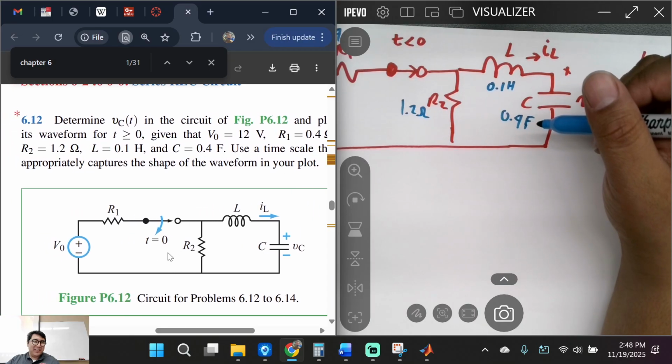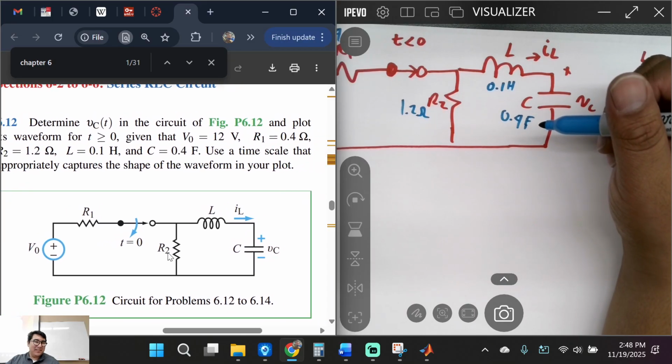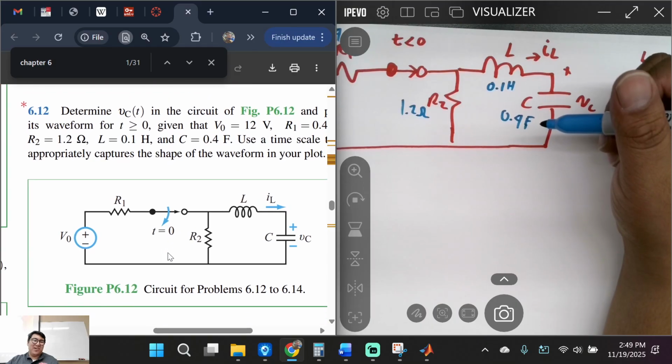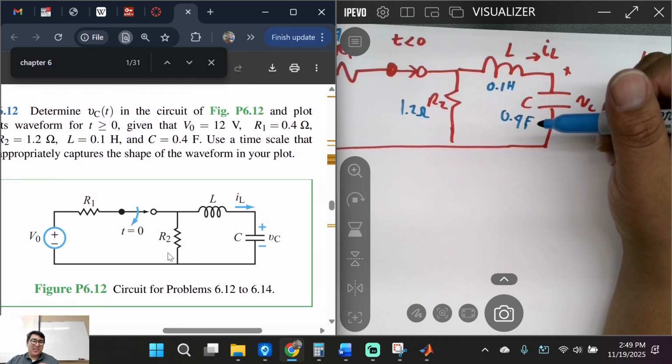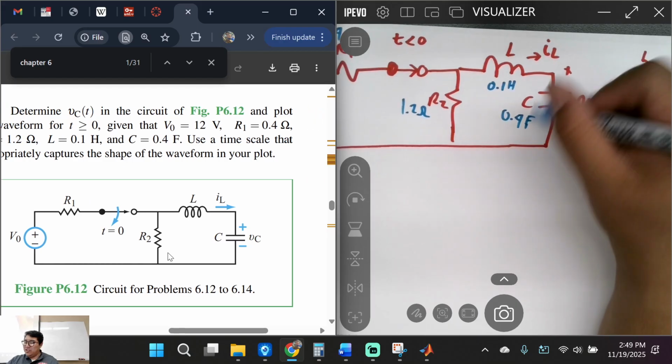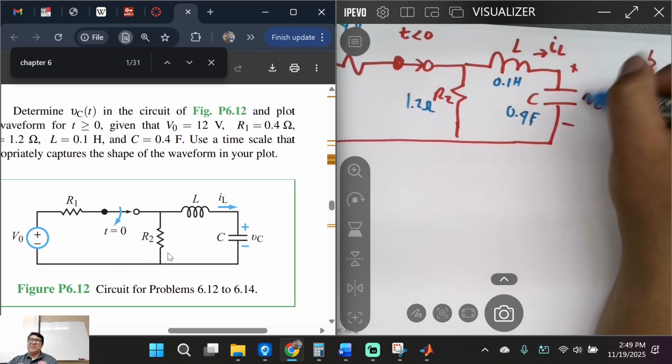Use a time scale that is appropriate. Okay. You've got to draw this one. Okay. Draw the charge or the voltage drop in this. Okay.